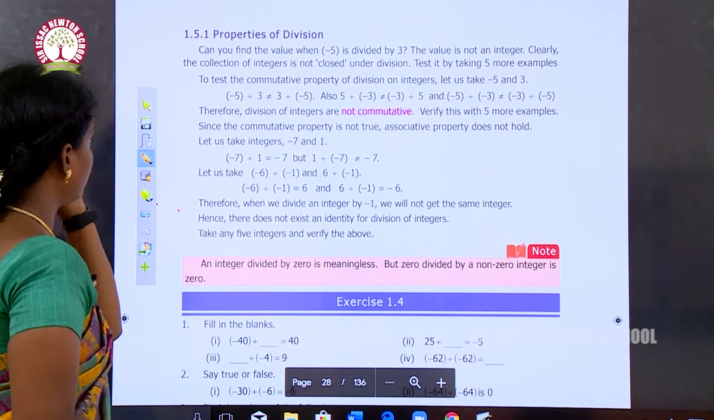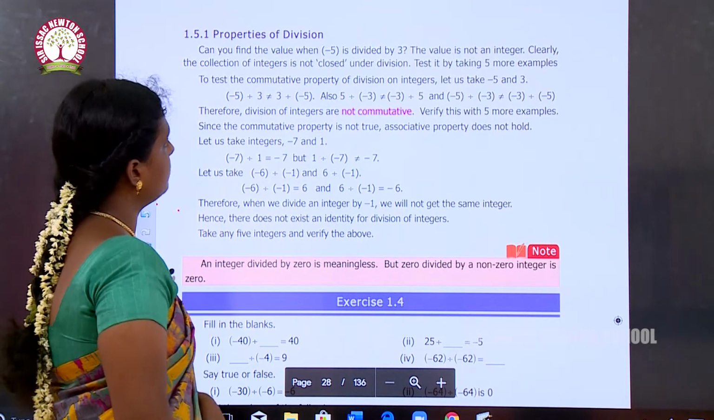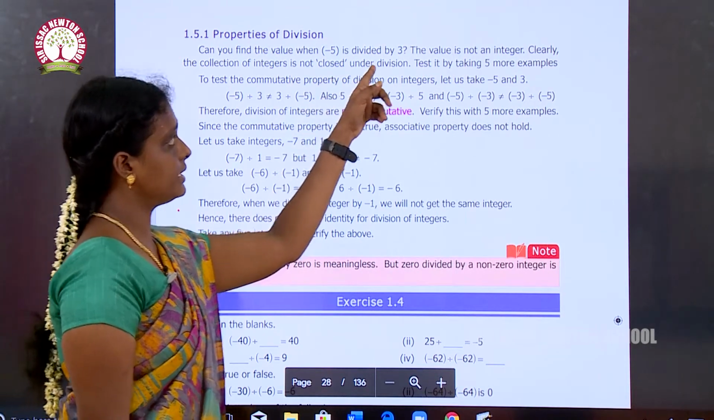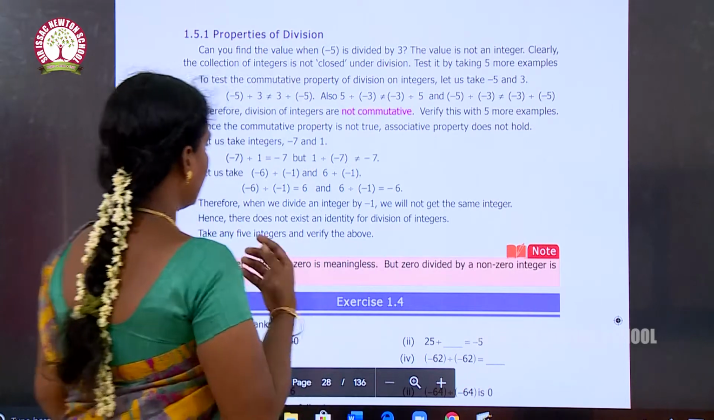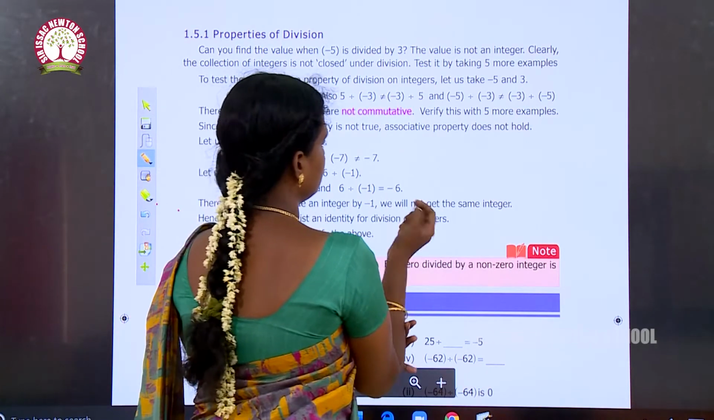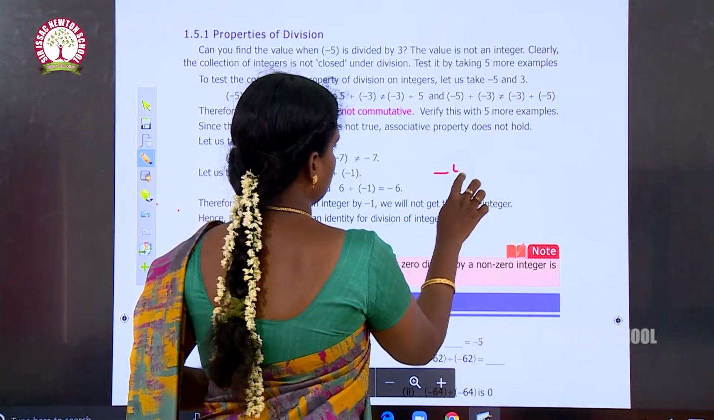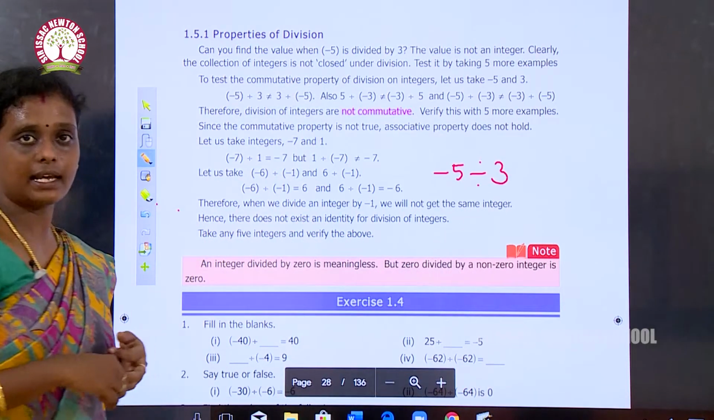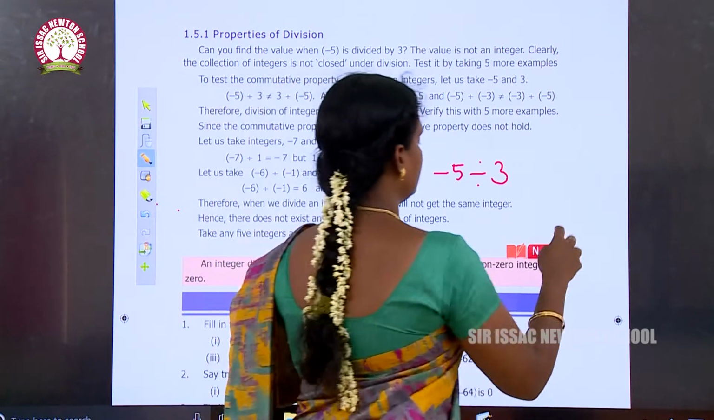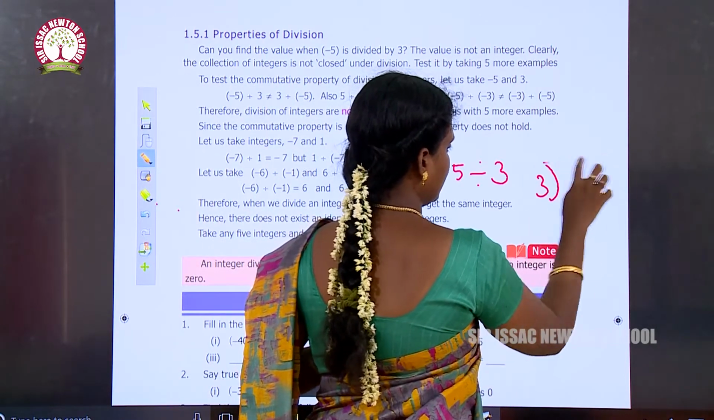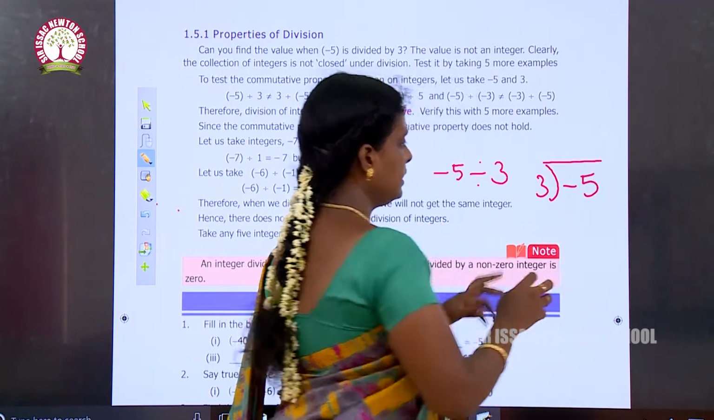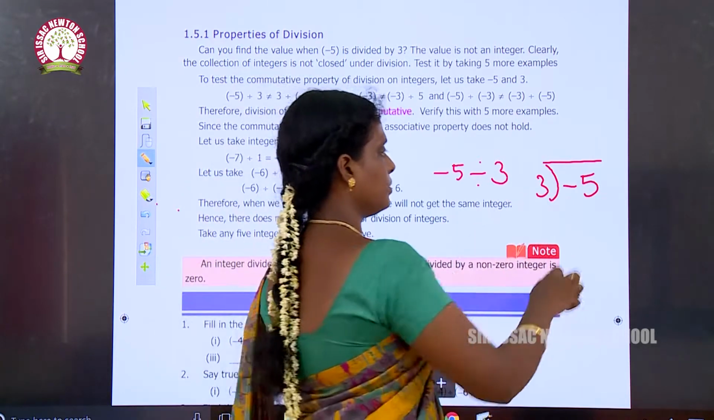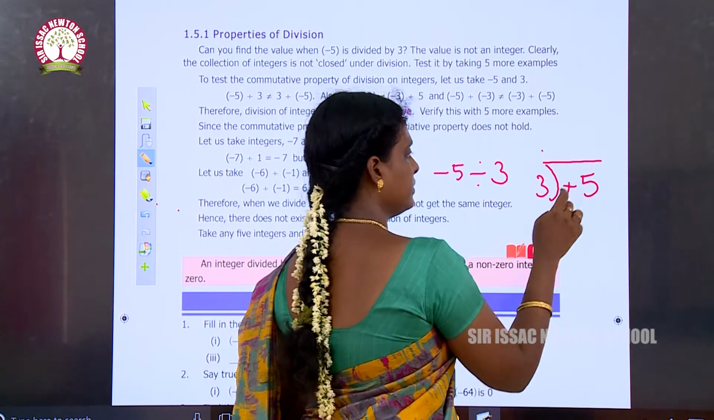So see, properties of division. Can you find the value when minus 5 is divided by 3? Minus 5 divided by 3. Can you find the exact answer? We will do the division now. Minus 5 divided by 3. Okay. So the answer will have a minus, we'll leave it.